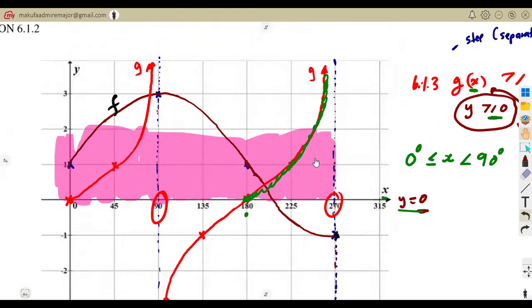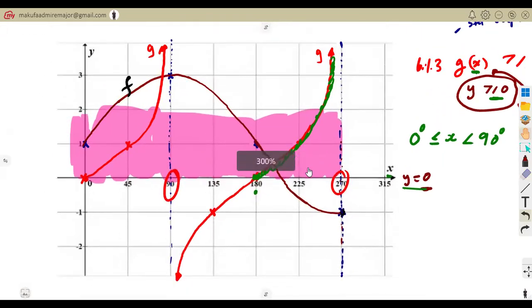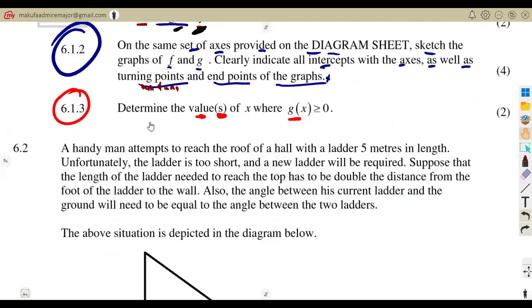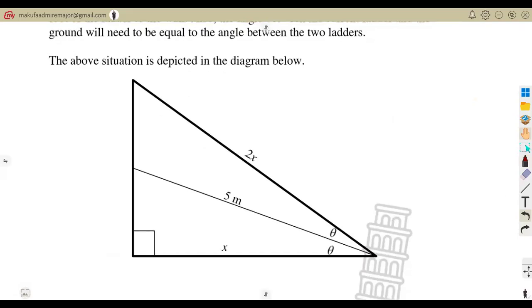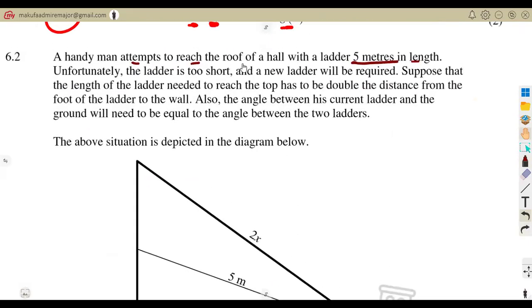So understand your graphs. Know the concept. Know your question. How are they given? All right, let's answer 6.2. They are saying a handyman attempts to reach the roof of a wall with a ladder 15 meters in length. All right, so this is what we see here. This is the ladder that was being put in place. 15 meters, attempting to reach what? The roof. Attempting to reach the roof of a wall.